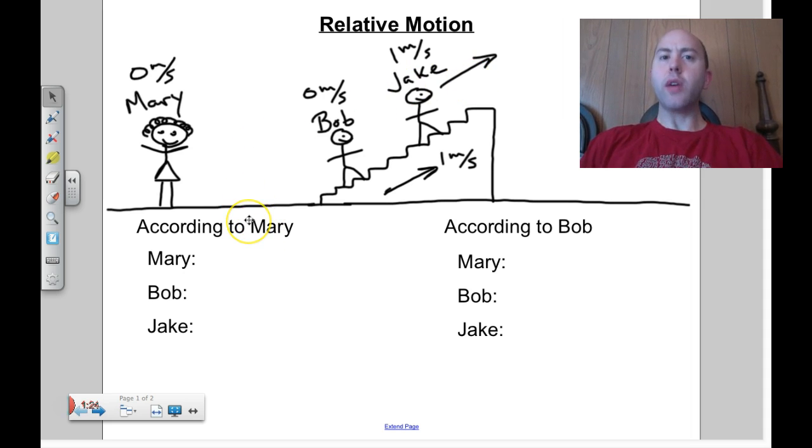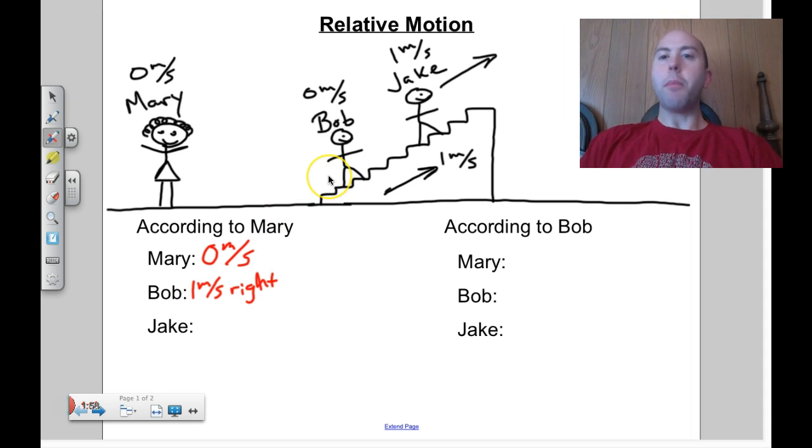And let's ask, okay, Mary, how fast is every person moving according to you? Here's what Mary would say. Mary would say she's moving 0 meters per second, because again, your own reference frame is always 0. She would say Bob, who's on the escalator, is moving away at 1 meter per second to the right. And that direction is pretty important.